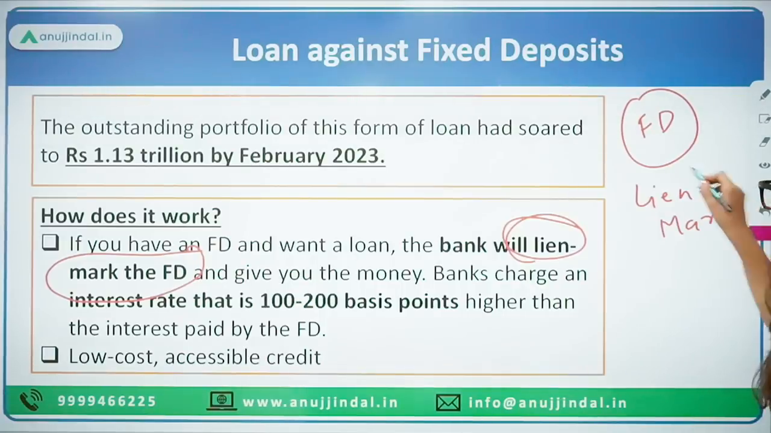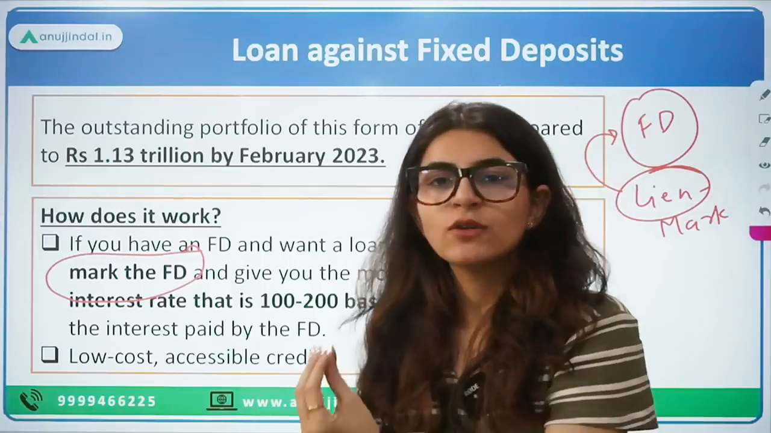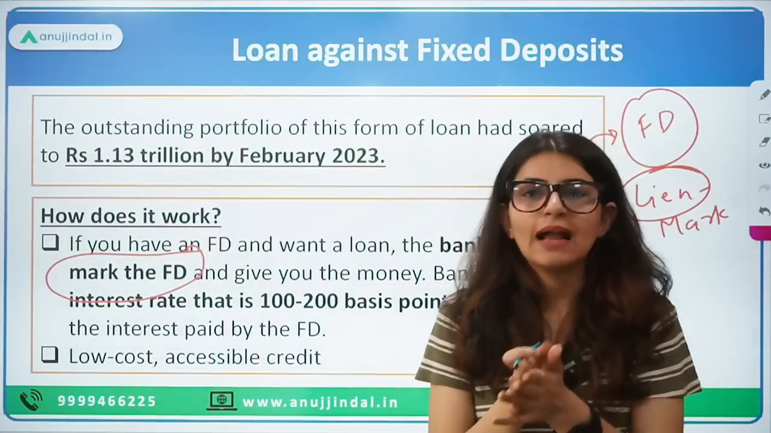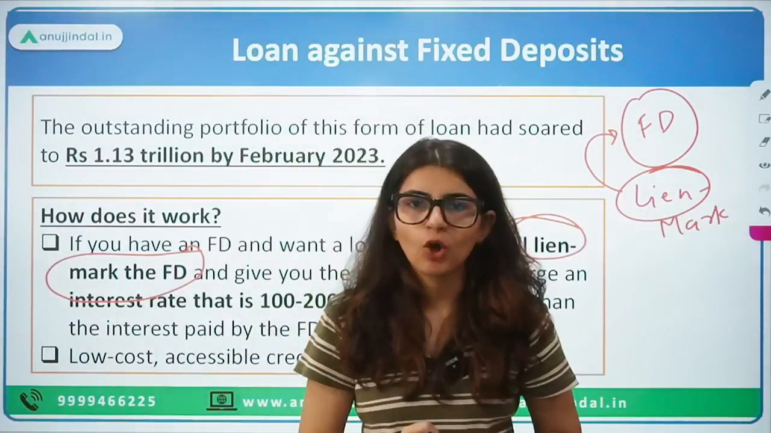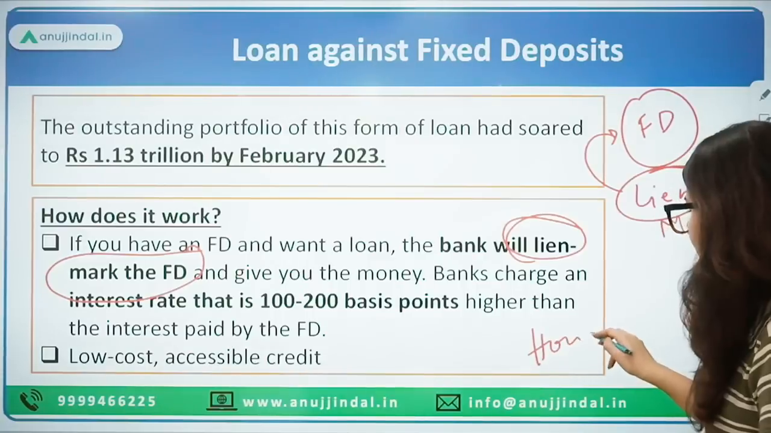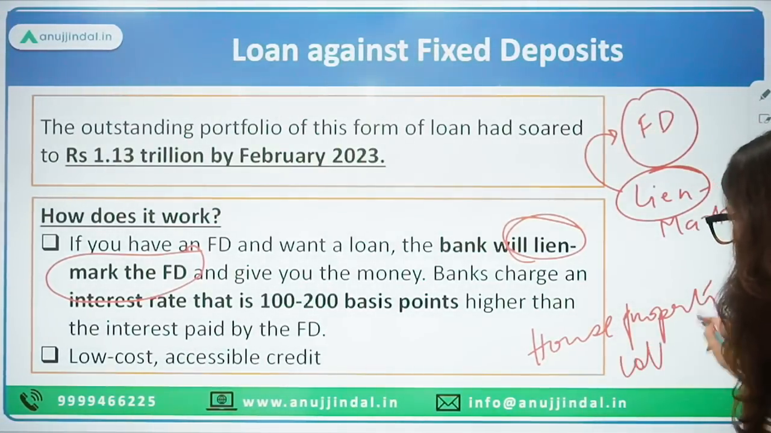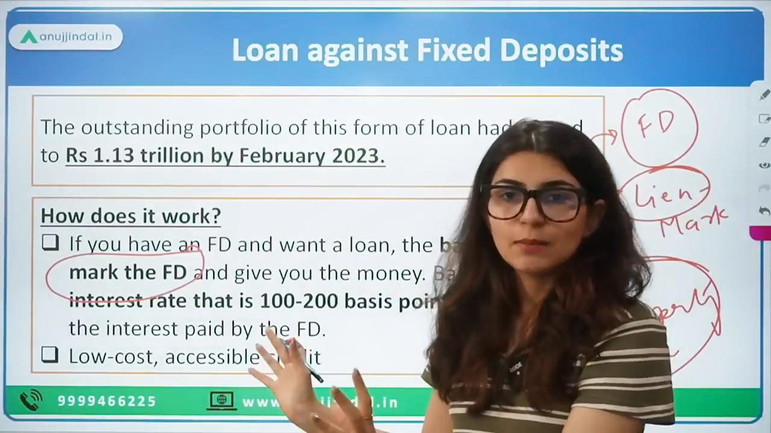It means ki bank is FD ko as a lien use karega. Means as a security use karega, as a collateral use karega. Otherwise, what happens is, if you go to a bank to borrow a loan or to take a loan, you have to give a security or a collateral. So let's suppose I give my house property ke papers as a collateral. So this property papers becomes a collateral. In this case, this is the lien marked.